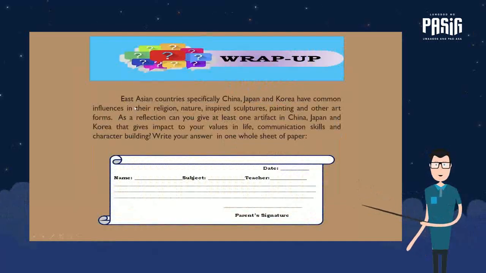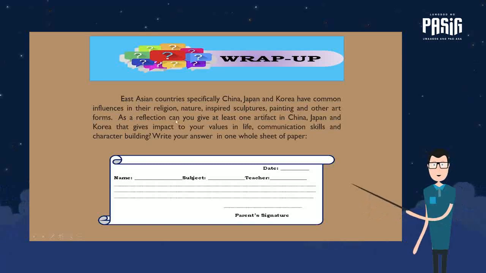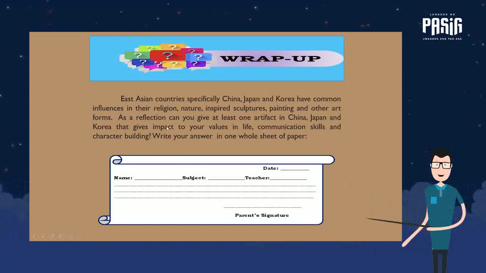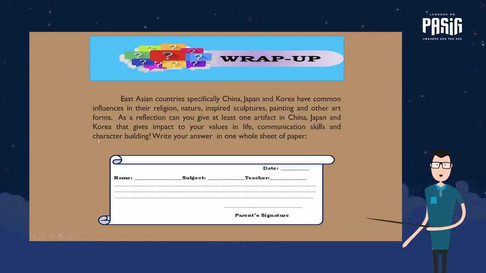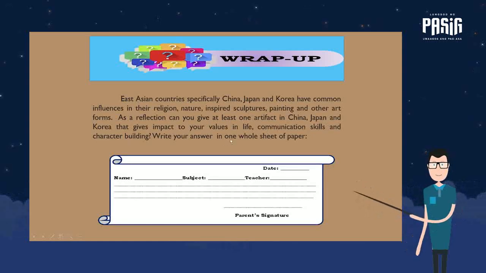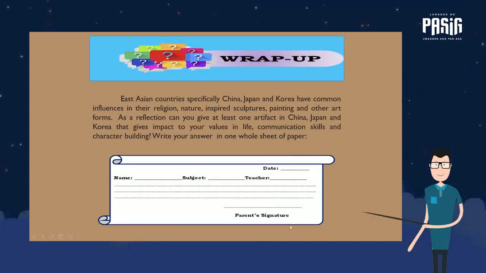On our wrap-up, answer this question. East Asian countries, especially China, Japan, and Korea, have common influences in their religion, nature-inspired sculptures, painting, and other art forms. As a reflection, can you give at least one artifact in China, Japan, and Korea that gives impact to your values in life, communication skills, and character building? Write your answer in one whole sheet of paper. Please do this at the end of the lesson.